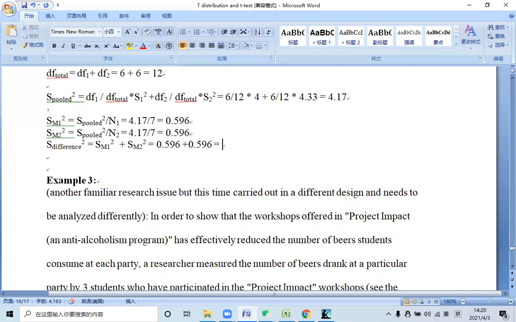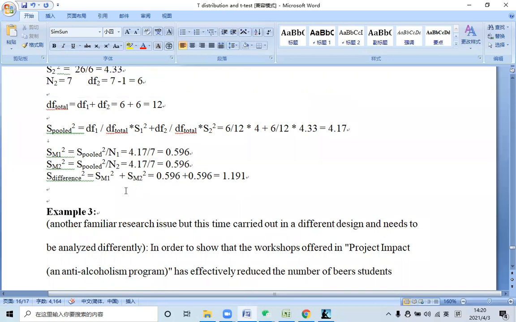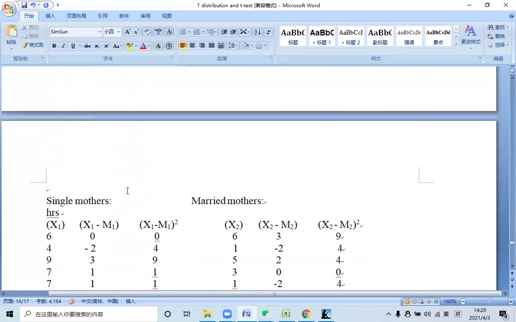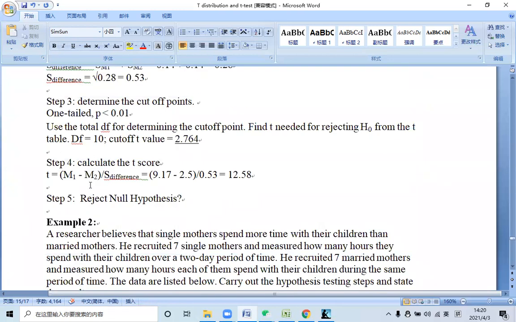This case will be easy. Times by 2, 1.191. Now, are we ready to get the t-score? Yeah, we're ready to get the t-score.